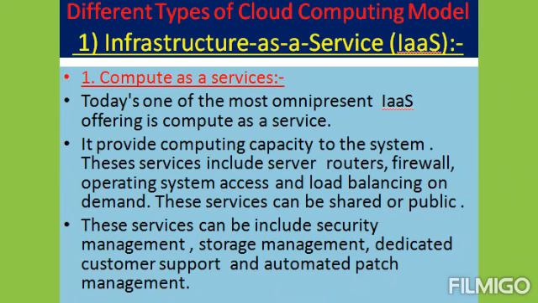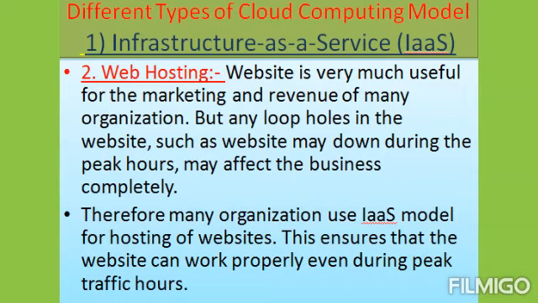Compute as a service includes server, router, firewall, operating system, access and load balancing on an on-demand basis. These services can be shared or public, and can include security management, storage management, dedicated customer support and automated patch management. So this is the compute as a service layer.